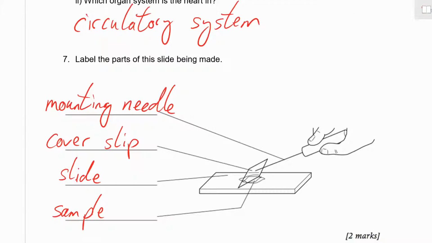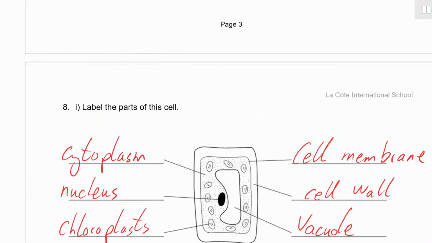Question 7, label the parts of this slide being made. So at the bottom, this bit here is obviously the sample, or you could have had onion cell possibly, or onion skin. The slide is the main part, cover slip, and then a mounting needle. Now you guys didn't actually use a mounting needle, so if you put tweezers, that's what my class used, that would be okay, or any other legitimate suggestion. But mounting needle is actually what this diagram represents.